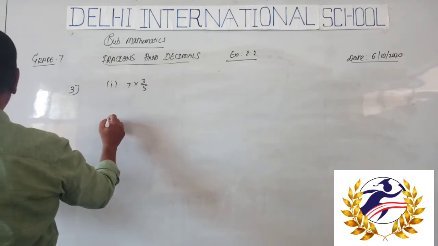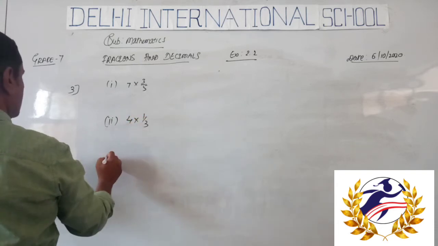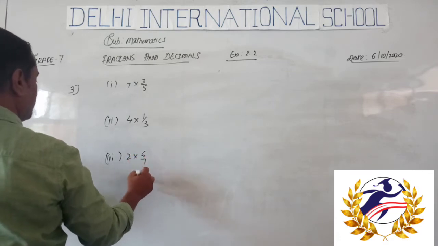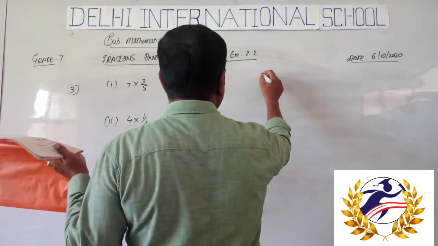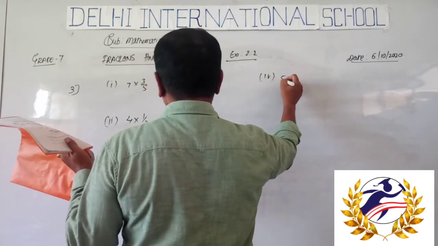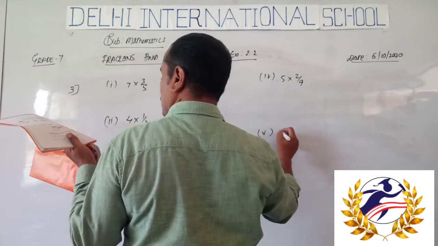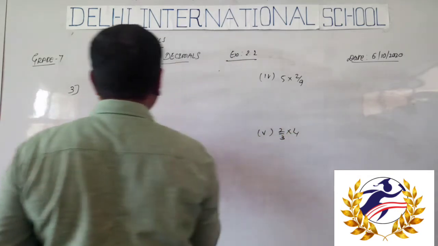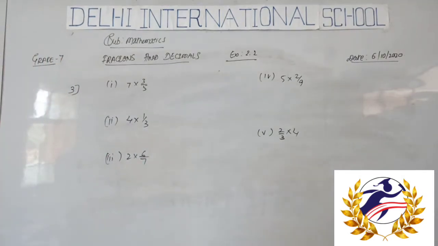And the second one is what? 4 into 1 by 3. The third one is 2 into 6 by 7. And the fourth one is 5 into 2 by 9. And the fifth one is 2 by 3 into 4. So now, I will explain these 5 sums. The remaining 5 sums, you have to do.